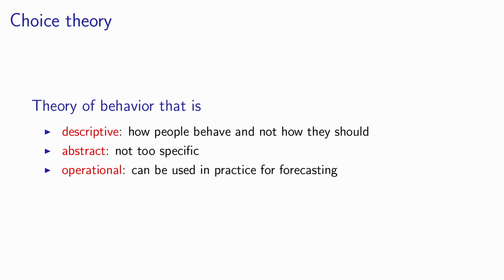What we need is a theory of choice behavior, which is descriptive. We want to predict how people behave and not how they should behave. It has to be abstract, meaning that we want to be able to apply it in different contexts: in transportation demand analysis, in marketing, in business, finance, what have you. But also, and most importantly, it has to be operational. The theory must lead to operational models that can be used in practice for forecasting.